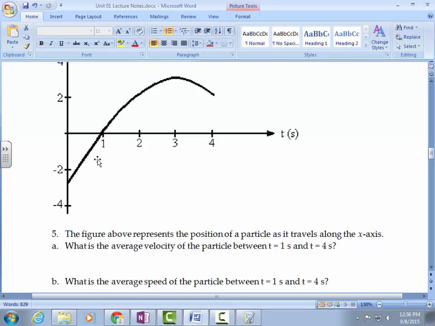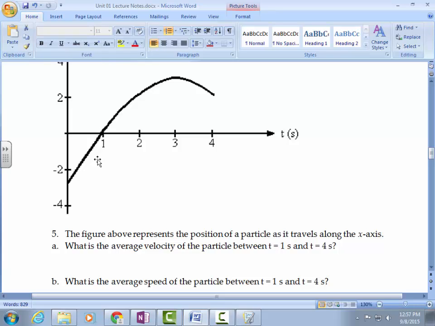So how would I do the average velocity? Let's deal with the easy one first. The average velocity would be what? What's the initial position at t equals 1? It looks like roughly around 0, right? What's the final position at t equals 4? 2. So let me actually write this out. So this is x of 4 minus x of 1, divided by 4 minus 1.